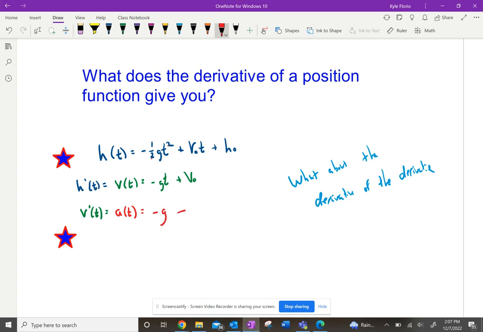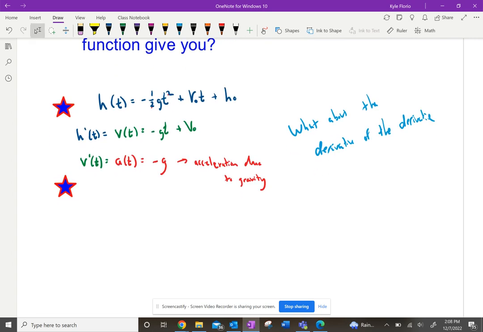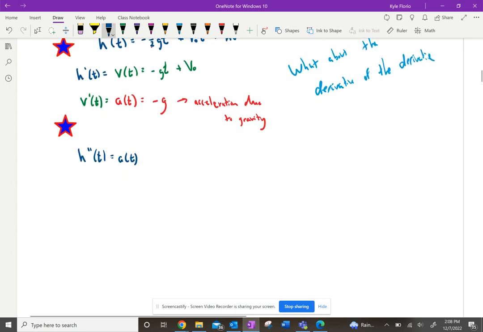And this g is what we call acceleration due to gravity. So that number is not random, that actually checks out. So the idea is what we just found here is that if I take the derivative of the height function twice, also known as the second derivative, we get the acceleration.